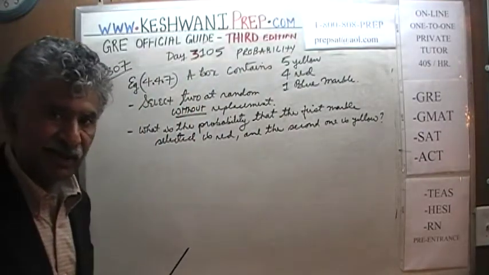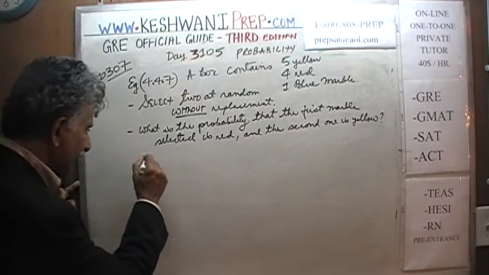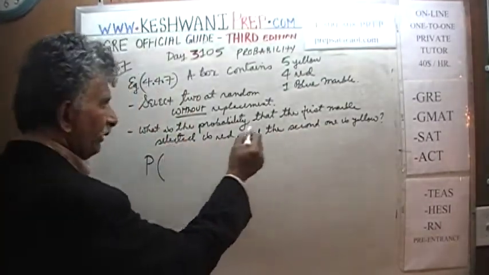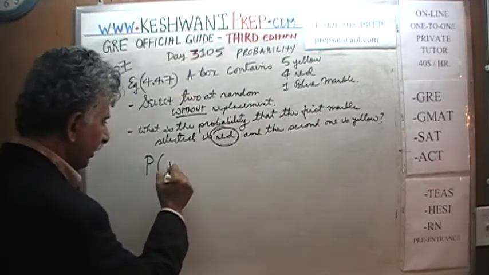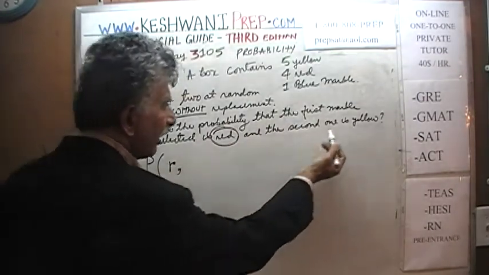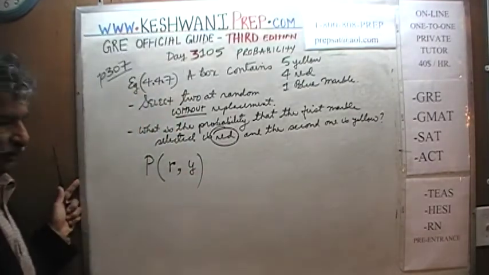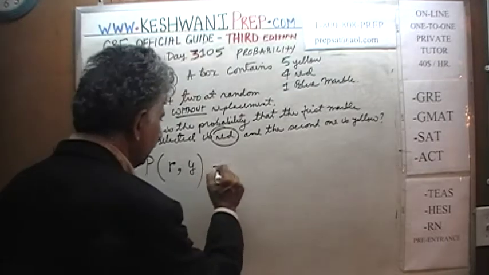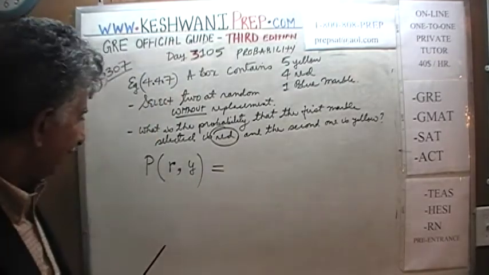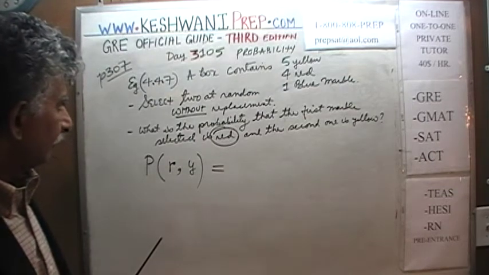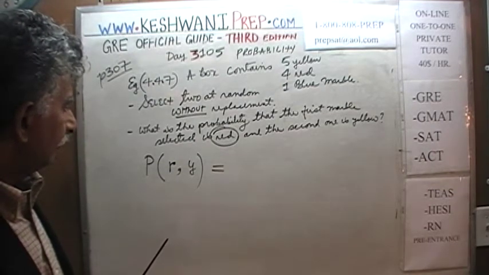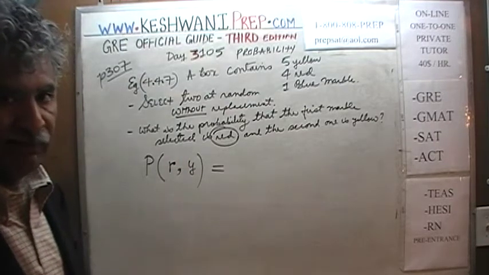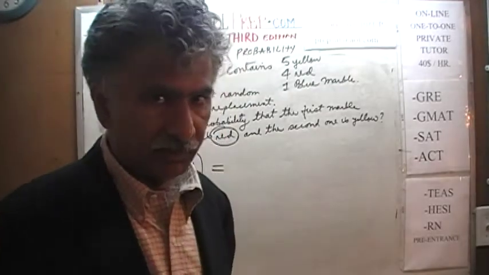The probability is written as an ordered pair. What is the probability that the first marble chosen is red and then the second marble chosen is yellow? This is how we write it. It's an ordered pair, and it is going to be equal to, and because they are independent events, no, they are not independent events because we are doing it without replacement. It is what is known as conditional probability.